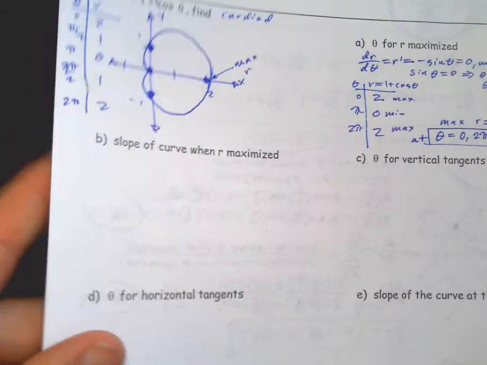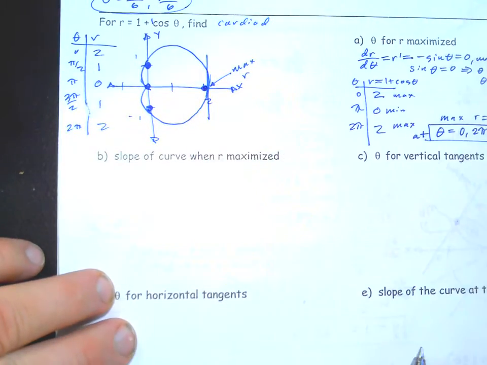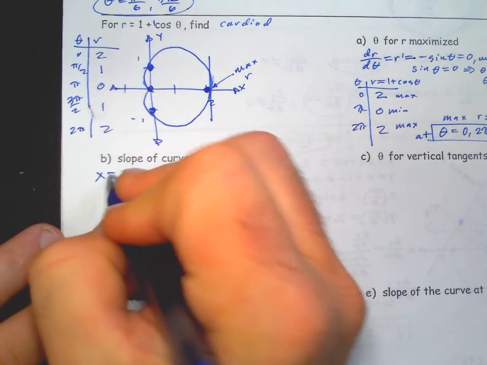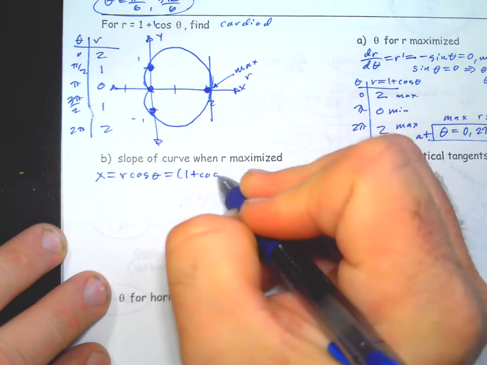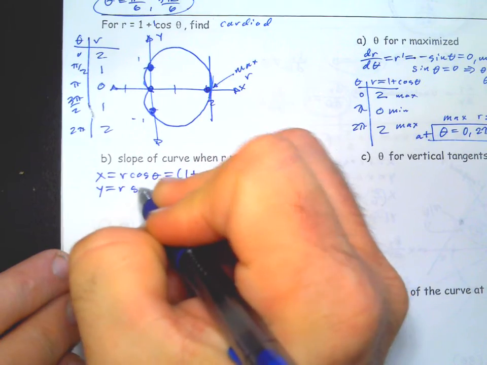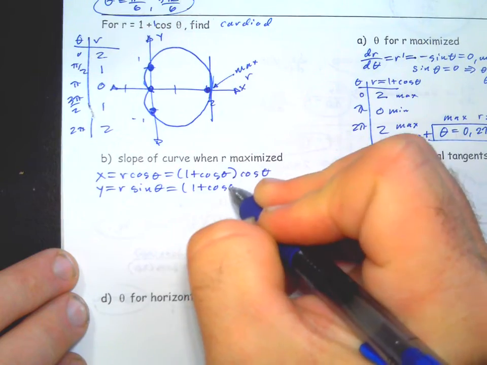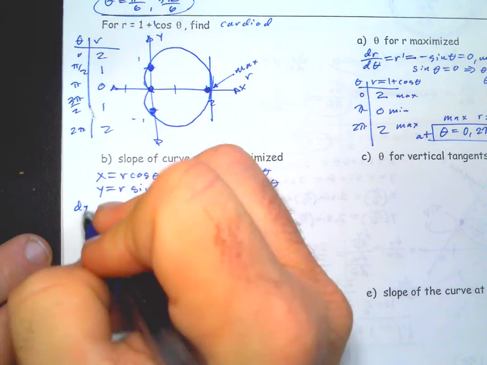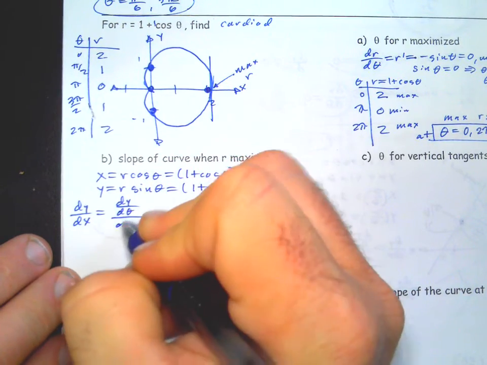Let's see. Let's find the slope of the curve when r is maximized. Now, from my picture, I expect that to be undefined. Okay. x equals r cosine theta, which would be 1 plus cosine theta times cosine theta, and y equals r sine theta. I'm going to show you guys a shortcut on this one too. 1 plus cosine theta times sine theta. So then we would do dy dx. We're trying to find the slope, which would be dy d theta over dx d theta.